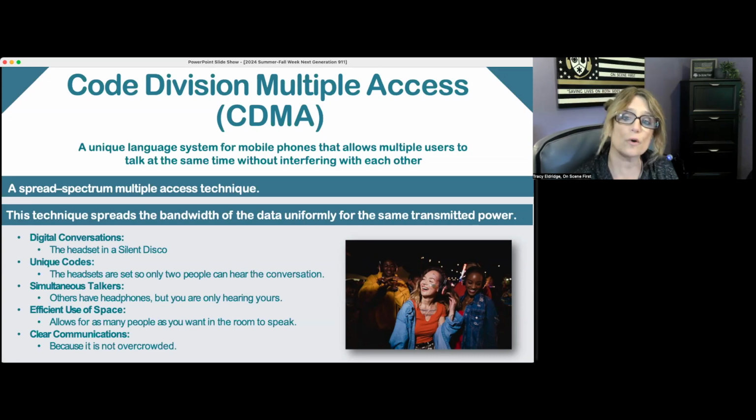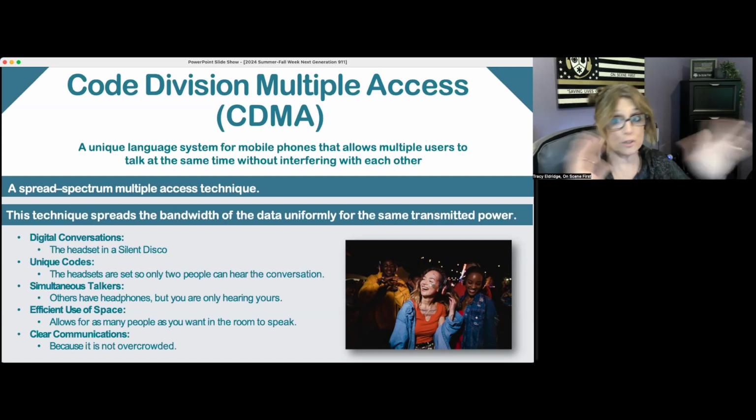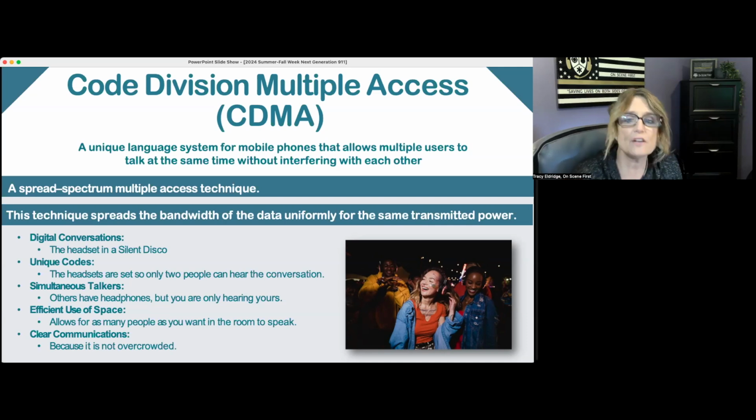It allows for simultaneous talkers. So yes, others have the headphones in the silent disco, but you're only hearing yours. So you're not hearing other people's conversations as well. It's an efficient use of space. It allows for as many people in the room in the silent disco to hear what's going on. So that means multiple calls can be going on. And then there's a clear communication because it's not overcrowded on that same network.